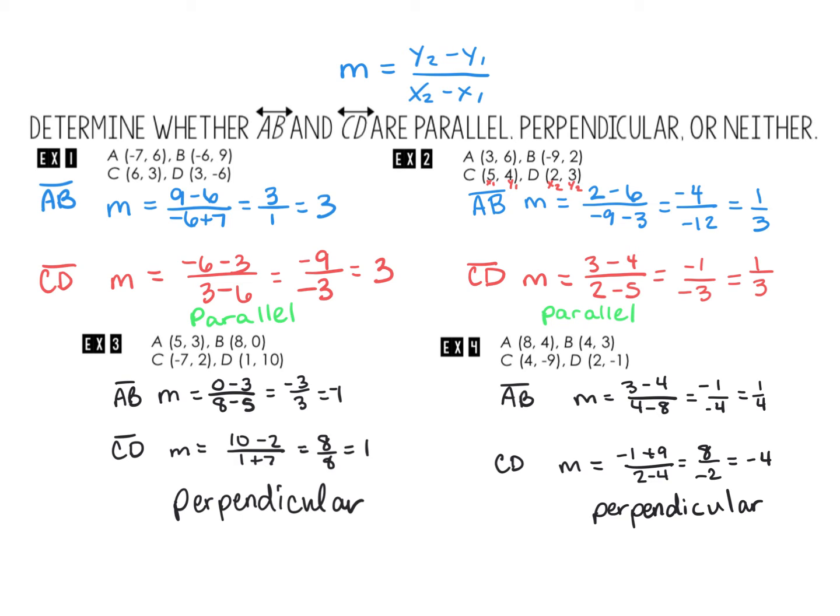Okay, so looking at the slope of example 3, AB has a slope of -1, CD has a slope of 1. So we know that these two are opposite reciprocals, which makes them perpendicular. On the next example, AB has a slope of 1/4, CD has a slope of -4. So we know that the lines are perpendicular. 1/4 and -4 are opposite reciprocals.